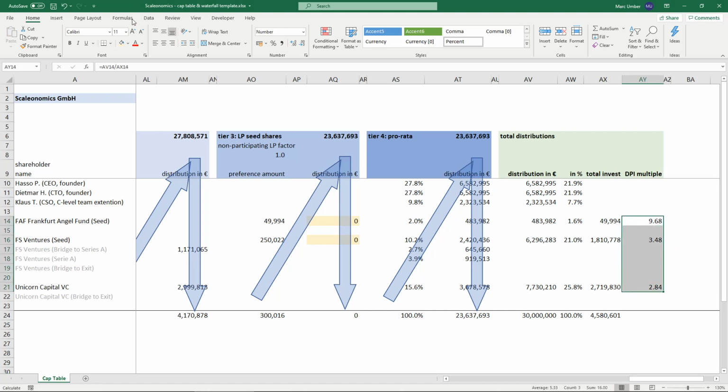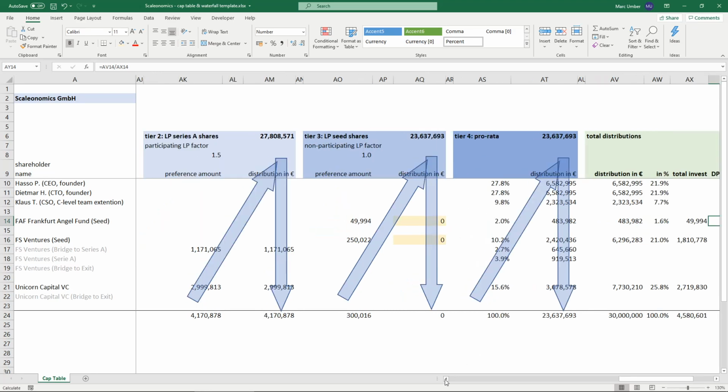And let's make these bold. And we see that Unicorn Capital Partners, given an assumed exit of 30 million, made a multiple of 2.84. Frankfurt School, being a seed and Series A investor, had a multiple of 3.48, and the best deal was for Fritz Müller, who had a multiple of 9.68. And now we can play around with different scenarios.